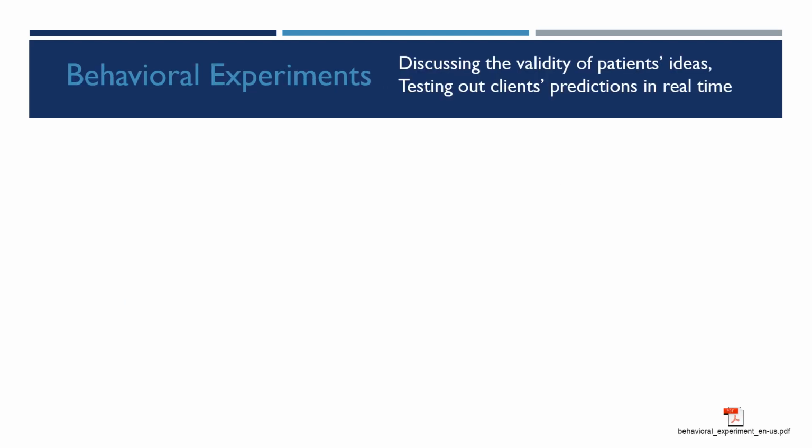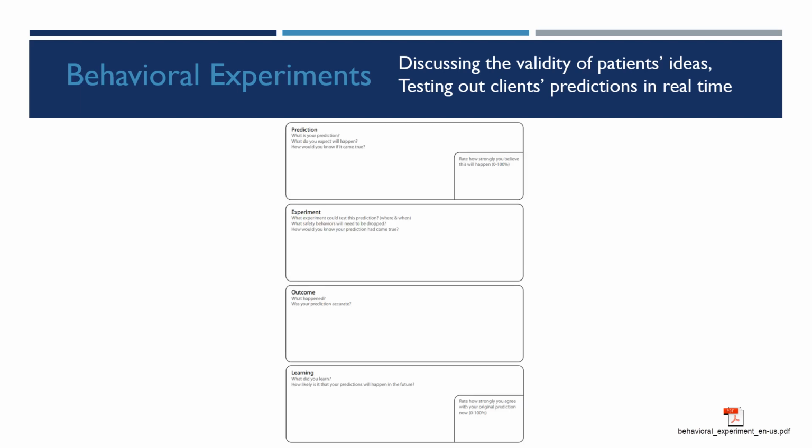Another technique is called a behavior experiment. It is used when discussing the validity of your client's automatic thoughts and to test out your client's predictions in real time. So for example, going back to the example of a client with performance anxiety, let's say that your client has an upcoming presentation, and your client predicts that when the client starts speaking, the client will shake and people will notice that, and then the moment will be really awkward.